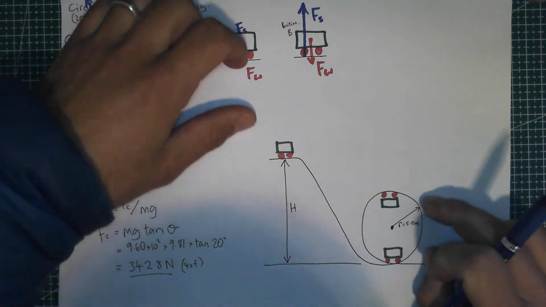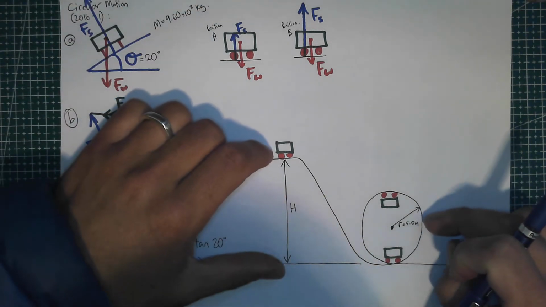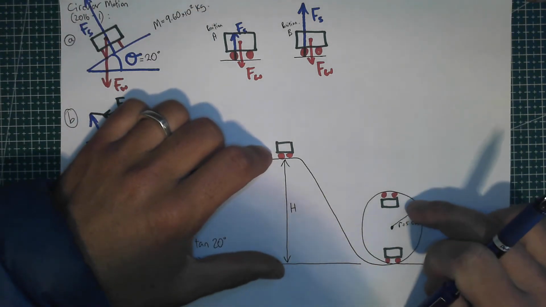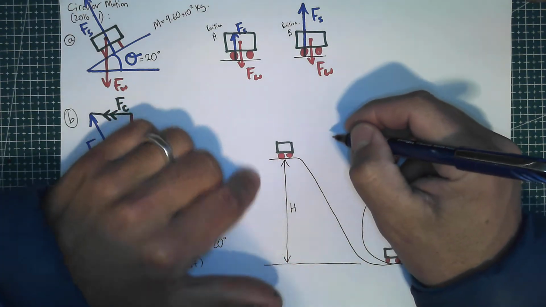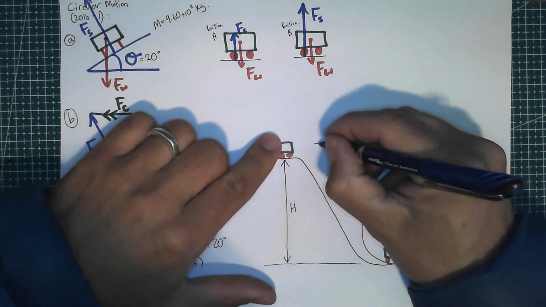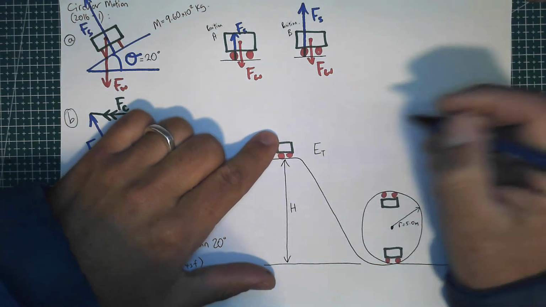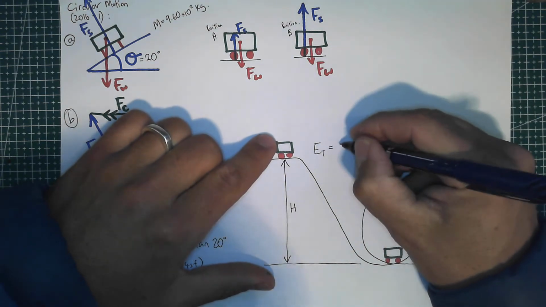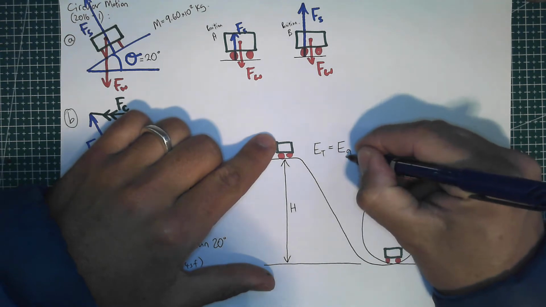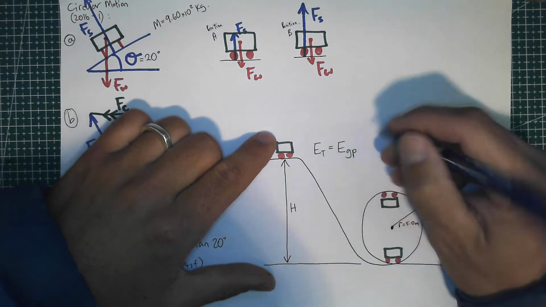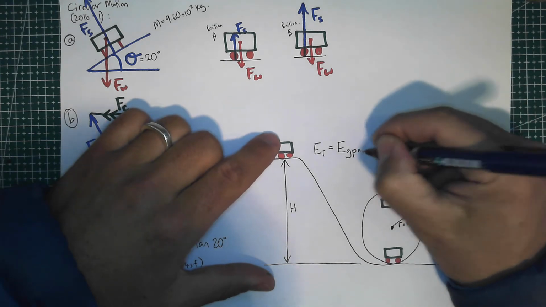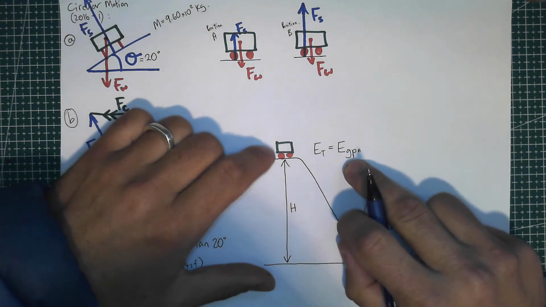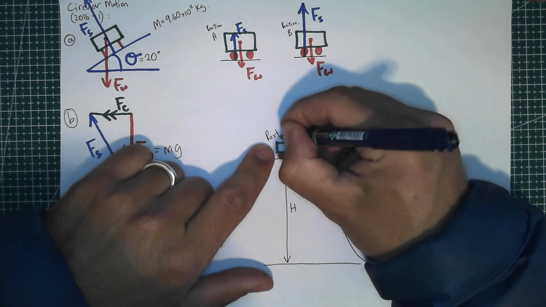So for this energy problem, we need to consider two places. We need to consider the top of the ramp, and we need to consider the top of the loop. Here at the top of the ramp, this is the total energy that the system has at the start, so I'm going to call it E total. And the E total is going to be equal to the total gravitational potential energy at A, which is the top of the ramp.